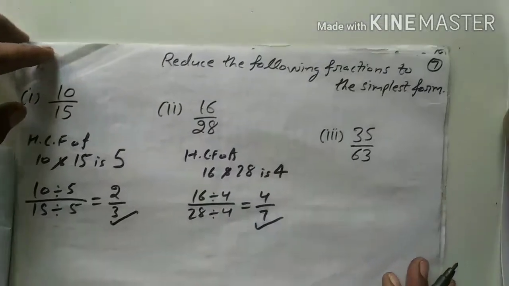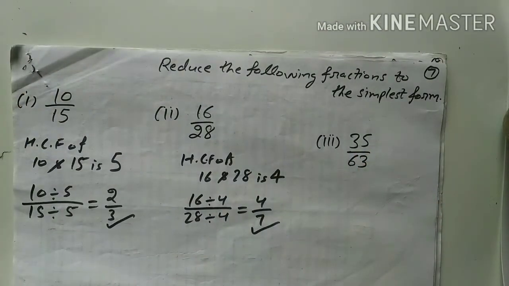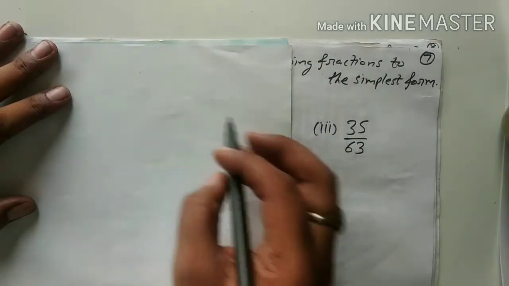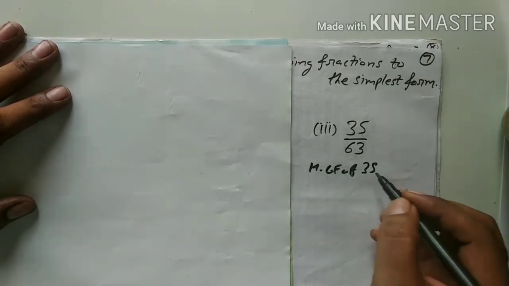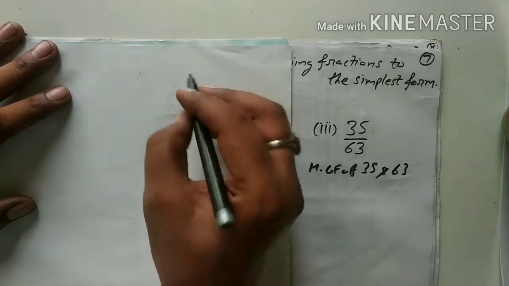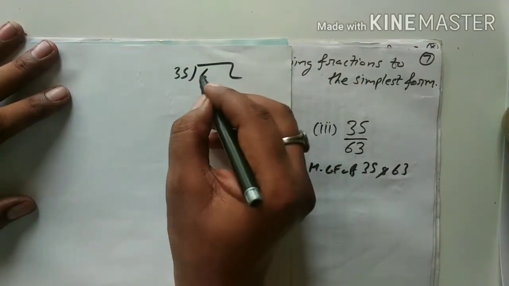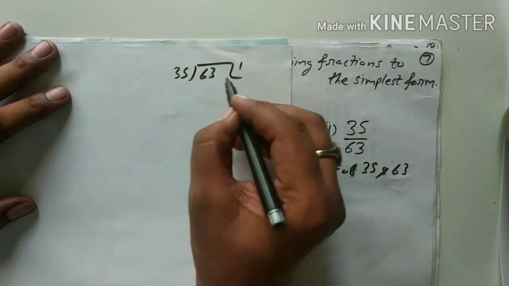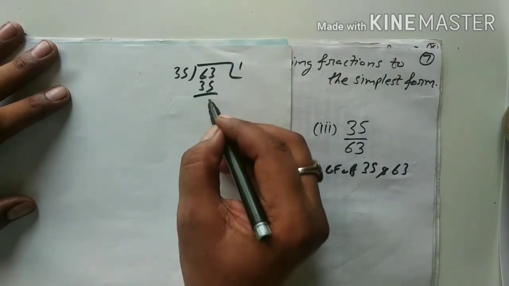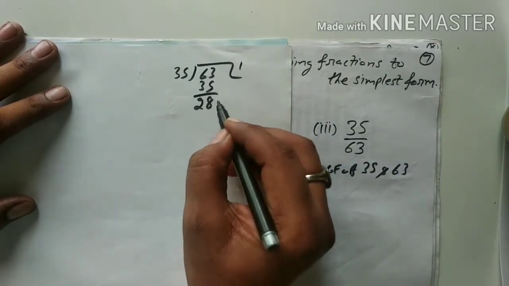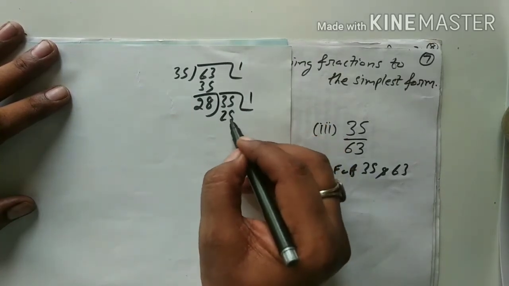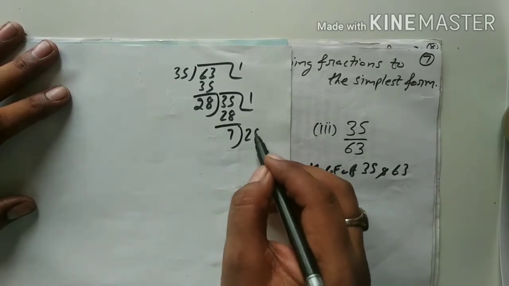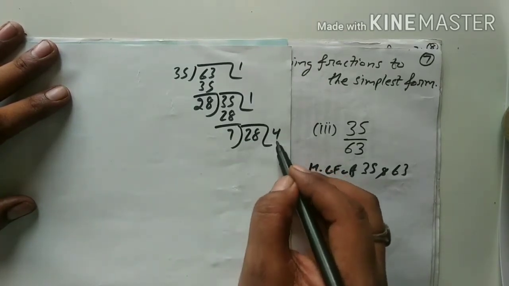Now there is the third question. I will have to find the HCF of 35 and 63. That is 35 ones are 35 and 28, and 2. Now I will divide 35 by this remainder 28. Now that is 7 and 28 divided by 7, that is 4.